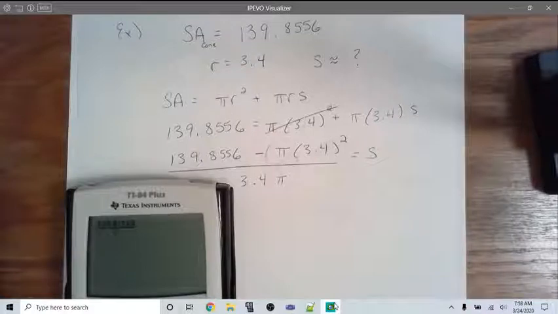139.8556 minus 3.14 instead of pi times 3.4 squared. That's everything that it wants on the top. And then I need 3.4 times 3.14. And that's going to give me what I want on the bottom. So here, it looks like S is 9.7. I got a fairly clean number for that.